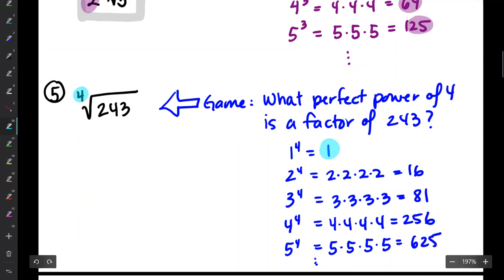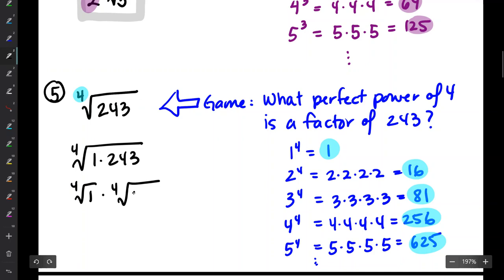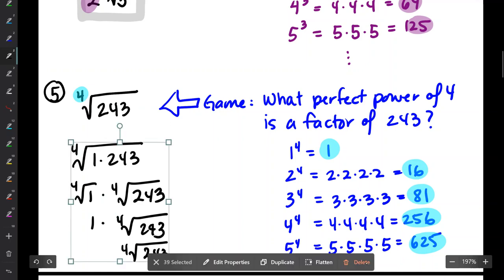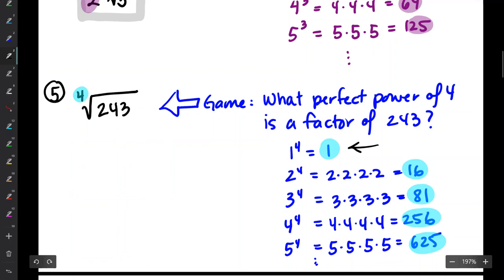So the 1 doesn't help terribly much, but why did I say that? The 4th root of 1 is just 1 times the 4th root of 243. Oh my goodness, I haven't even changed anything, right? So that was just anecdotal. When I said the 1 didn't matter really so much, that might have been a little confusing, but that's why.